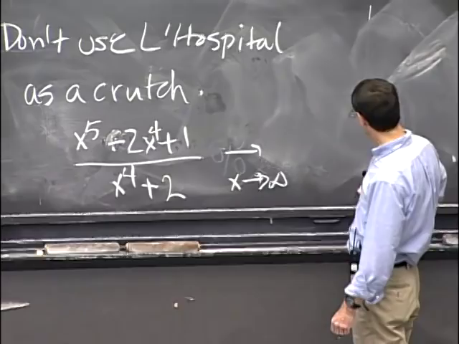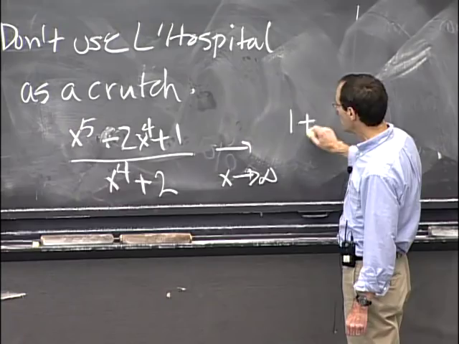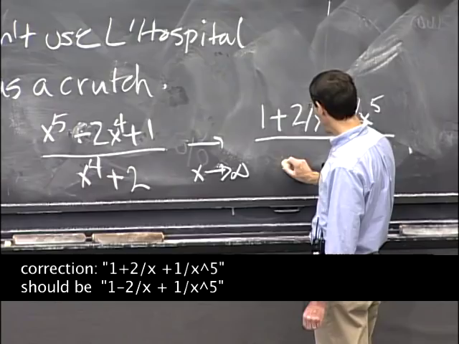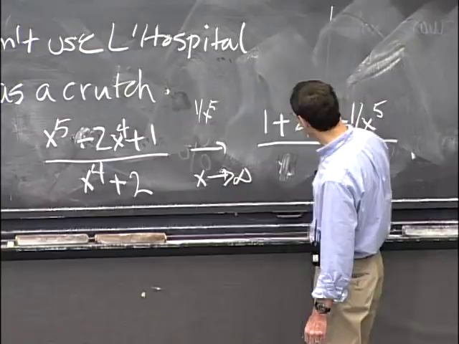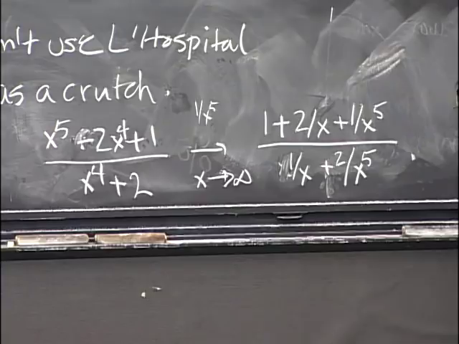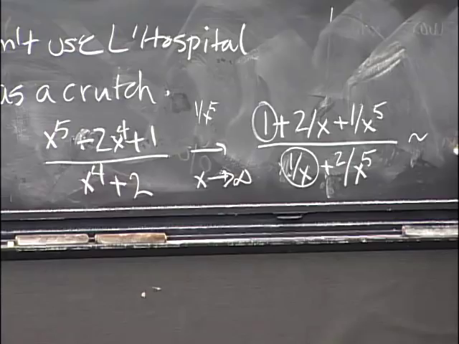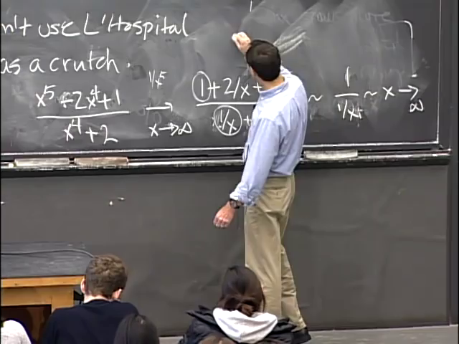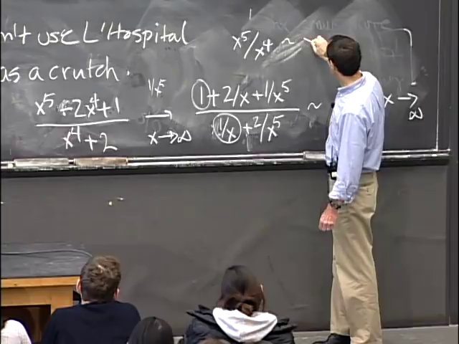Namely, it's the same as 1 plus 2 over x plus 1 over x to the fifth power. And in the denominator, it's x. So this is dividing by 1 over x to the fifth in both numerator and denominator. And here you have 1 over x plus 2 over x to the fifth. So these are the main terms, if you like. And it's the same as 1 over 1 over x, which is the same as x, and it goes to infinity as x goes to infinity. Or, much more simply, x to the fifth over x to the fourth is the main term, which is x, which goes to infinity.